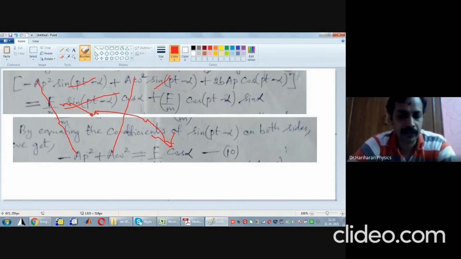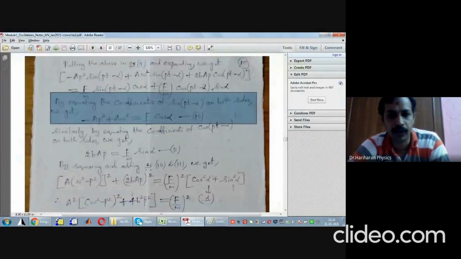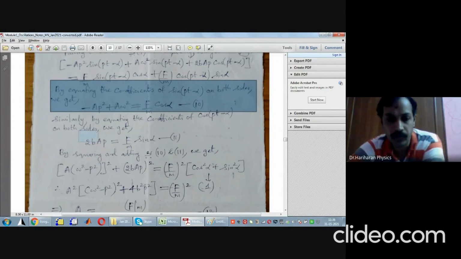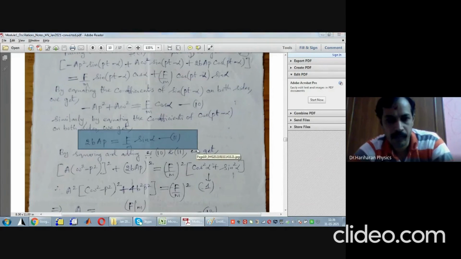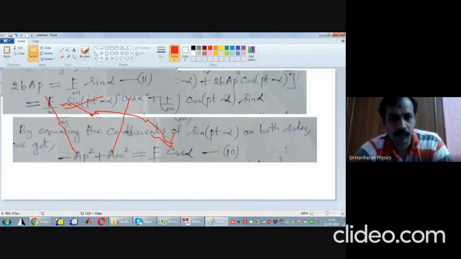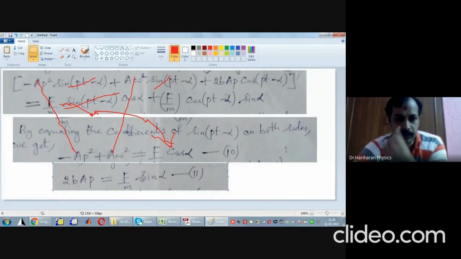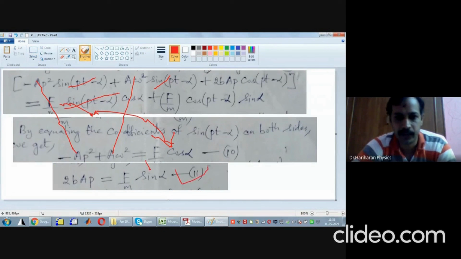Okay, next, similarly, by equating the coefficient of cos of pt minus alpha on both sides, you're going to get a similar equation, which is given by 2b into p into A equal to sine alpha into f by m. Okay, that is this. So is this clear? That is equation 10, and equation 11 is this.